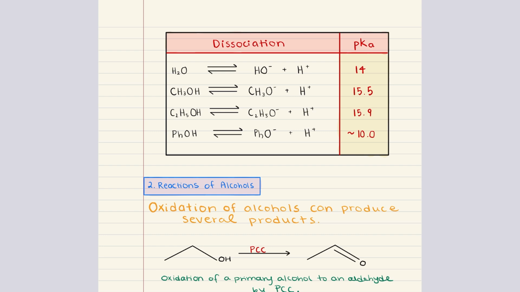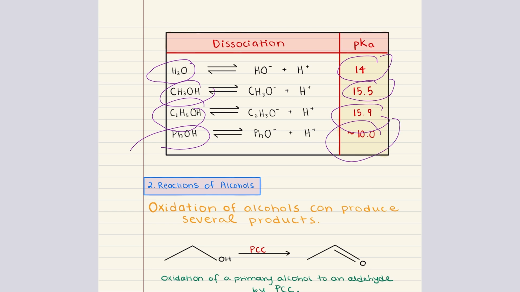For example, water has a pKa of 14, meaning it is a very weak acid. Methanol is slightly less acidic with a pKa of 15.5, while ethanol has a similar value of around 15.9, making it an even weaker acid. However, phenol is an exception. It has a significantly lower pKa of around 10, meaning it is much more acidic than regular alcohols.